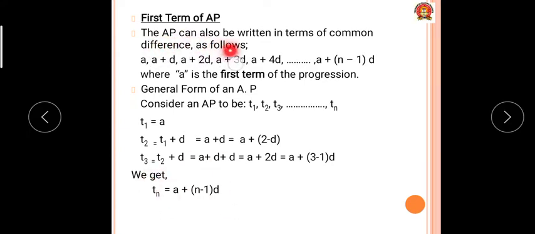Now the AP can be written in terms of the common difference as follows: A, next term A plus D, next A plus 2D, next A plus 3D, next A plus 4D. So what is the last term? That is A plus (n minus 1)D. So here A is the first term, D is the common difference. Okay, so the general form of an AP is T1, T2, T3 up to Tn, meaning first term, second term, third term up to the last term.